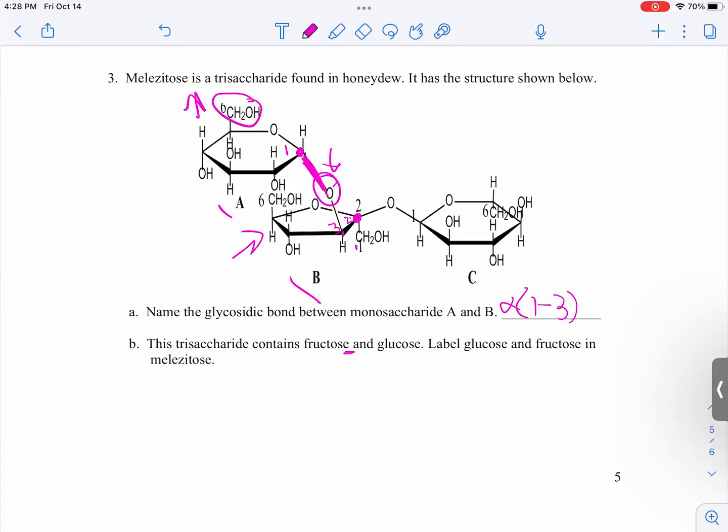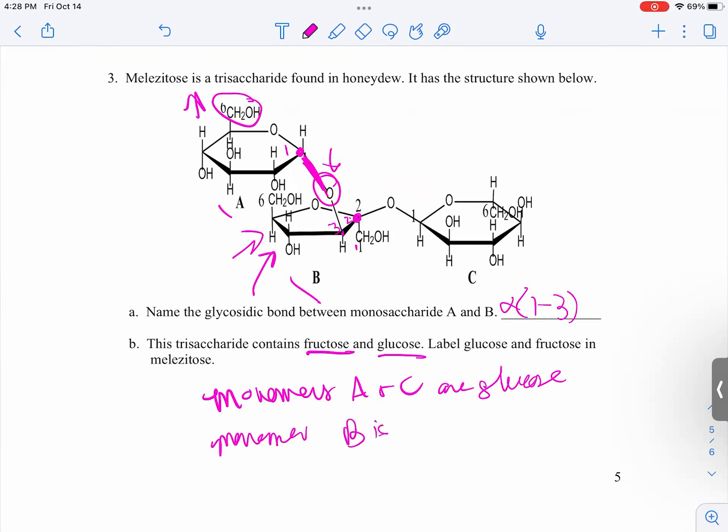This trisaccharide contains fructose, right, and glucose. So label glucose and fructose in malazotose. All right. So let's just say, let's go by A, B, and C. So the monomers that are A and C are glucose, right? Those are our 6-membered rings. And our monomer B is fructose. Okay. So I think that's all we have to do for this one. All right.